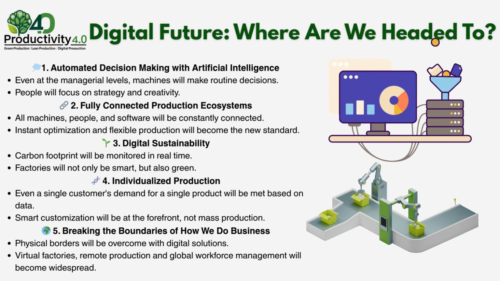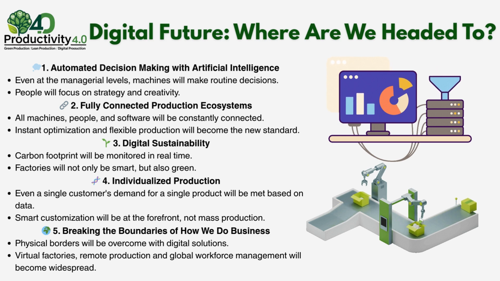In the digital future, business processes will undergo a major transformation. AI will take over routine decisions even at management levels, allowing people to focus more on strategy and creativity. Production systems will provide continuous connectivity among all machines, people, and software, enabling real-time optimization and flexible production.